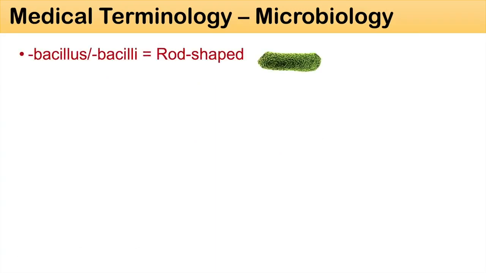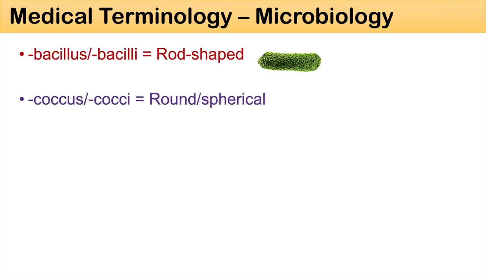So now that we've looked at prefixes that describe bacterial shapes, let's look at suffixes that describe their shape. Suffixes like the suffix bacillus and its plural form bacilli mean that the bacteria has a rod shape. So if we're to use that in the context of streptobacilli, bacilli again is rod shaped, and strepto means chain. So streptobacilli are rod shaped bacteria in a chain. So that's how we use that when we put them together.